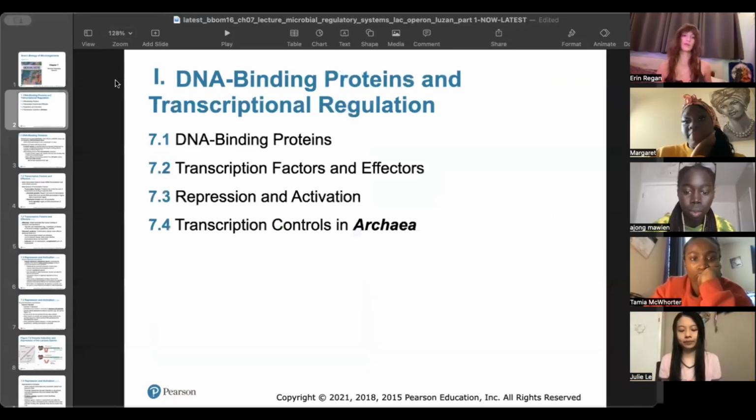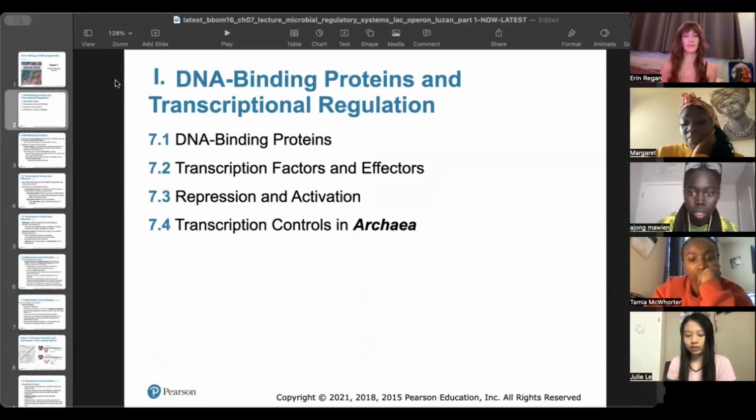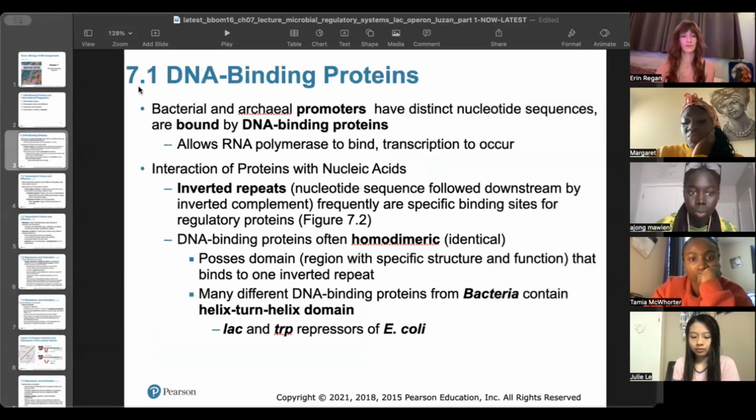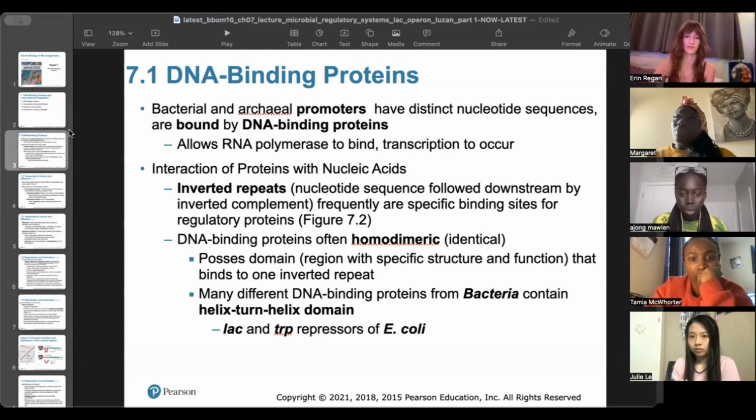Okay, so part 1 of this chapter is about DNA binding proteins and transcriptional regulation. For DNA binding proteins, bacterial and archaeal promoters have distinct nucleotide sequences which are bound by DNA binding proteins. Those proteins allow RNA polymerase to bind, and subsequently transcription can occur. The proteins interact with nucleic acids.